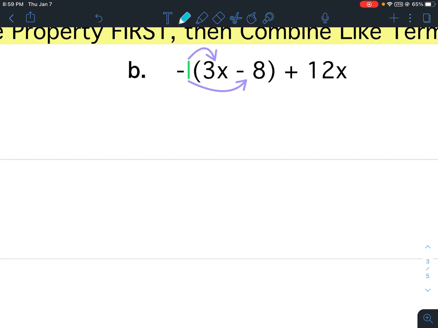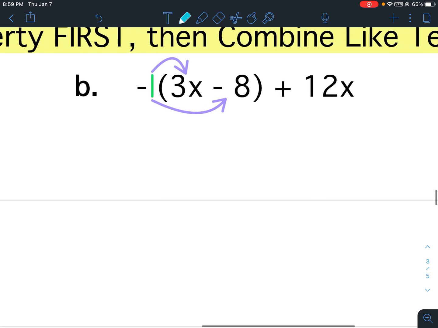All right, for B, same thing. I'm going to start with my distributive property. When I multiply by -1, it means I'm changing the signs. So my positive 3x would become negative 3x. My negative 8y, because I'm multiplying -1 times negative 8, that would give me positive 8. And then there's nothing to do with this, so I just bring it down.